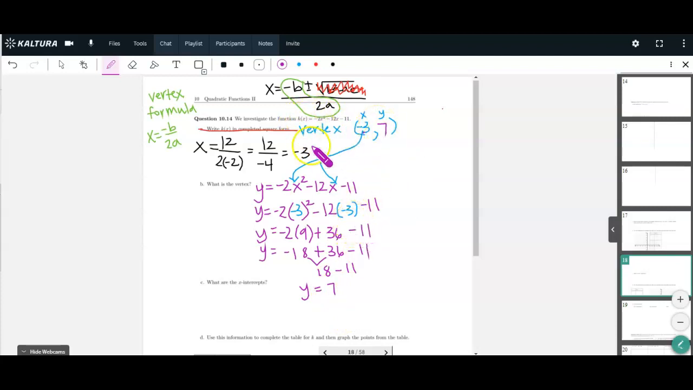So I don't have to change it to vertex form to find the vertex. I can use this vertex formula to figure out what x is, and then to find y, I'm just going to plug x into the given function.